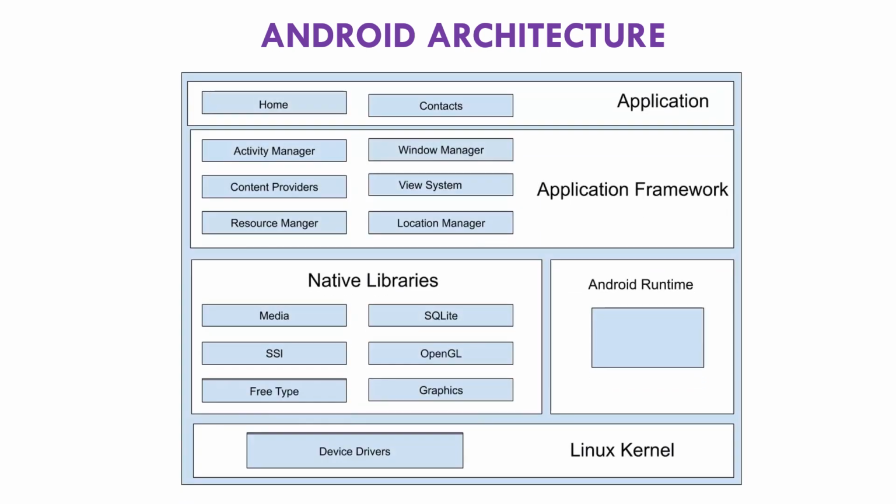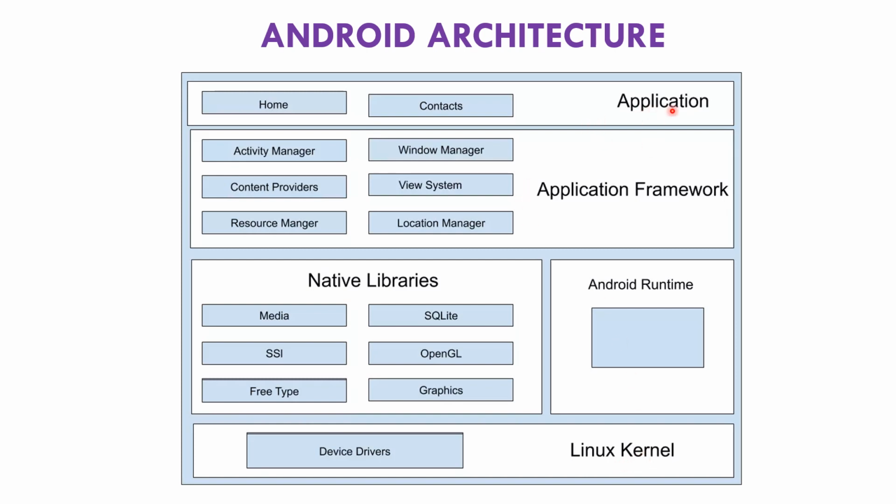So Android is an open source platform which runs on Linux kernel, and as we know, kernel means it manages the communication between the software, that is applications, and the hardware. So Android architecture mainly consists of four layers: application layer, application framework layer, libraries and runtime layer, and Linux kernel layer.